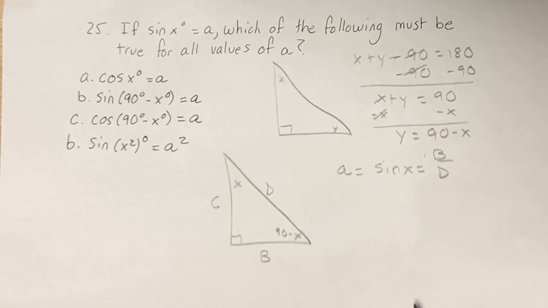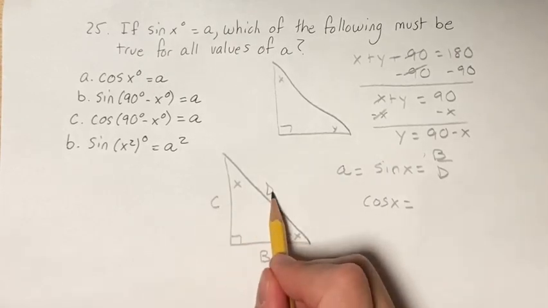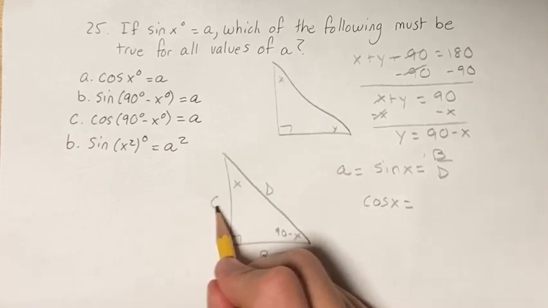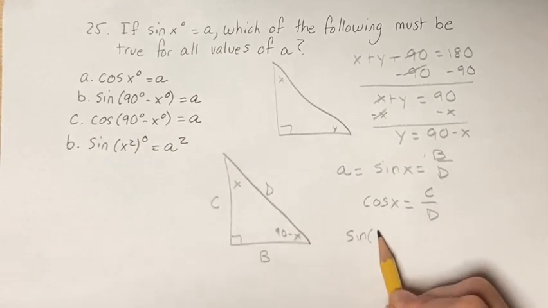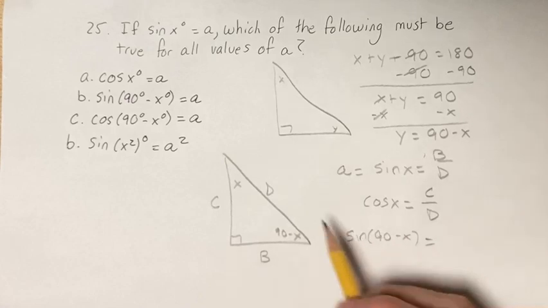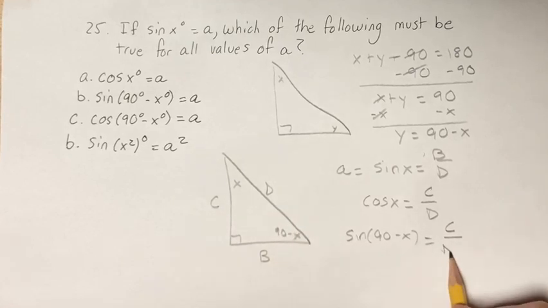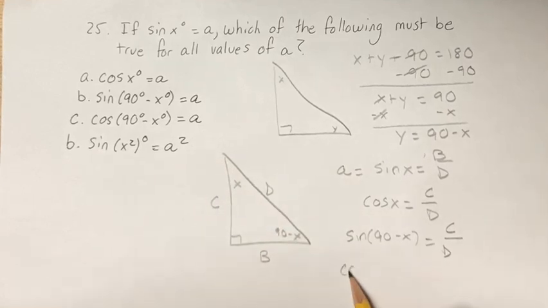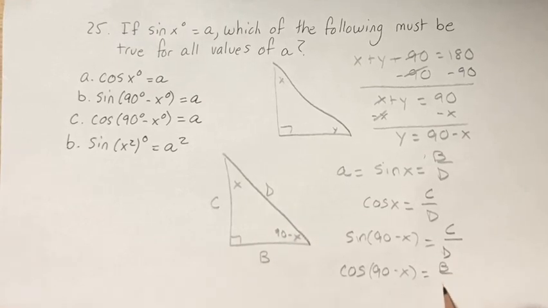And then we can compare it to these other values, all right? So the cosine of x is going to be equal to c over d, right? The adjacent side over the hypotenuse. The sine of 90 minus x is again going to be the opposite side over the hypotenuse, but this time the opposite side is c, and the hypotenuse is still d. And then we have the cosine of 90 minus x is the adjacent over the hypotenuse. The adjacent to this angle is now b, and the hypotenuse is d.